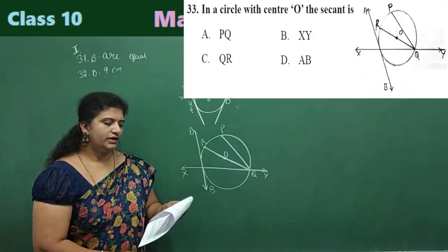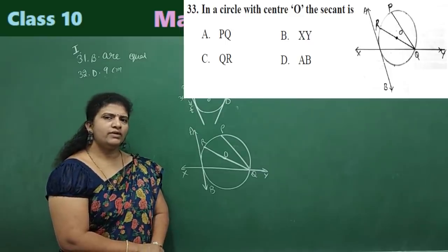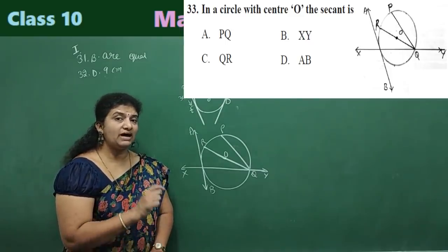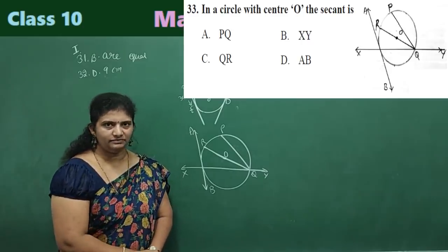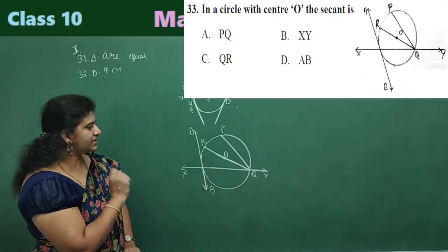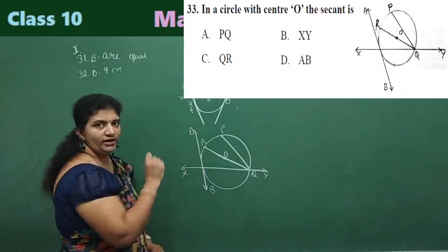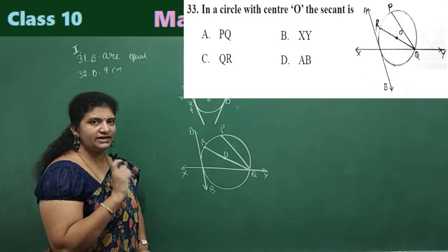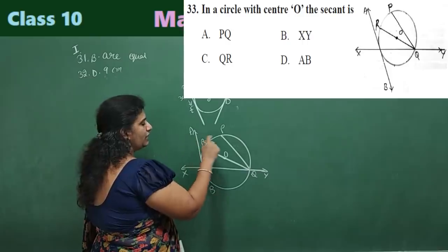33rd, in a circle with center O, the secant is. What do you mean by secant? It passes through the circle touching at 2 points on a circle. Tangent touching at only 1 point. Right, let us observe here what all you can see. AB touching at 1 point. Then what is AB line? It is a tangent. Through center, this is a diameter.